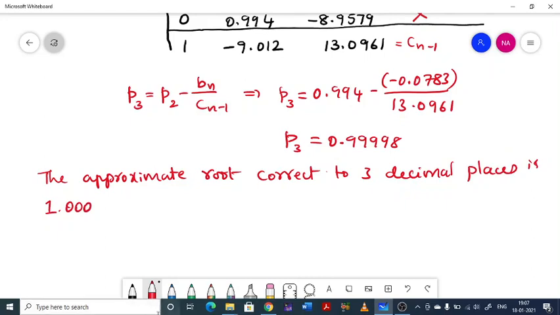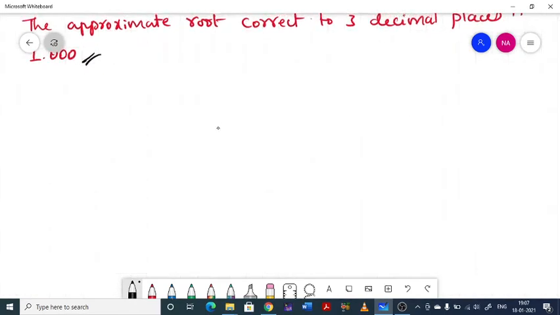Usually this part won't be asked. Deflated polynomial. Okay, now don't worry about this. Don't worry about deflated polynomial. Stop at this stage only. So this is about the first equation.